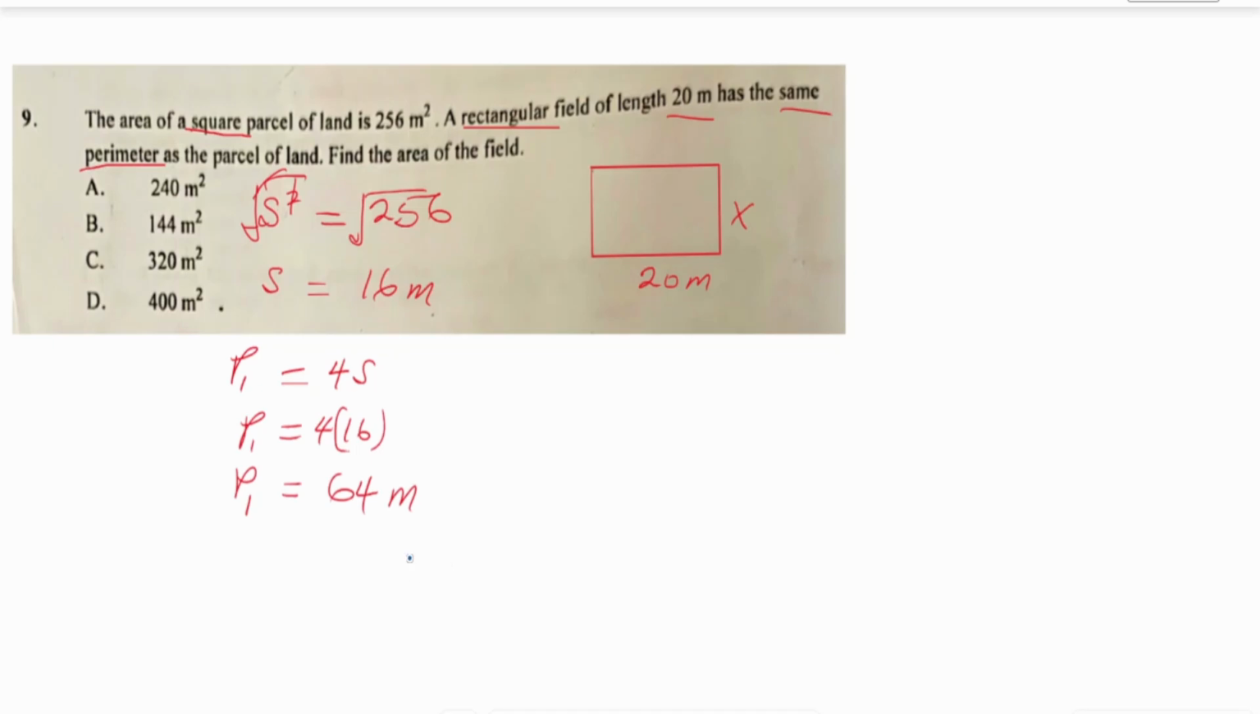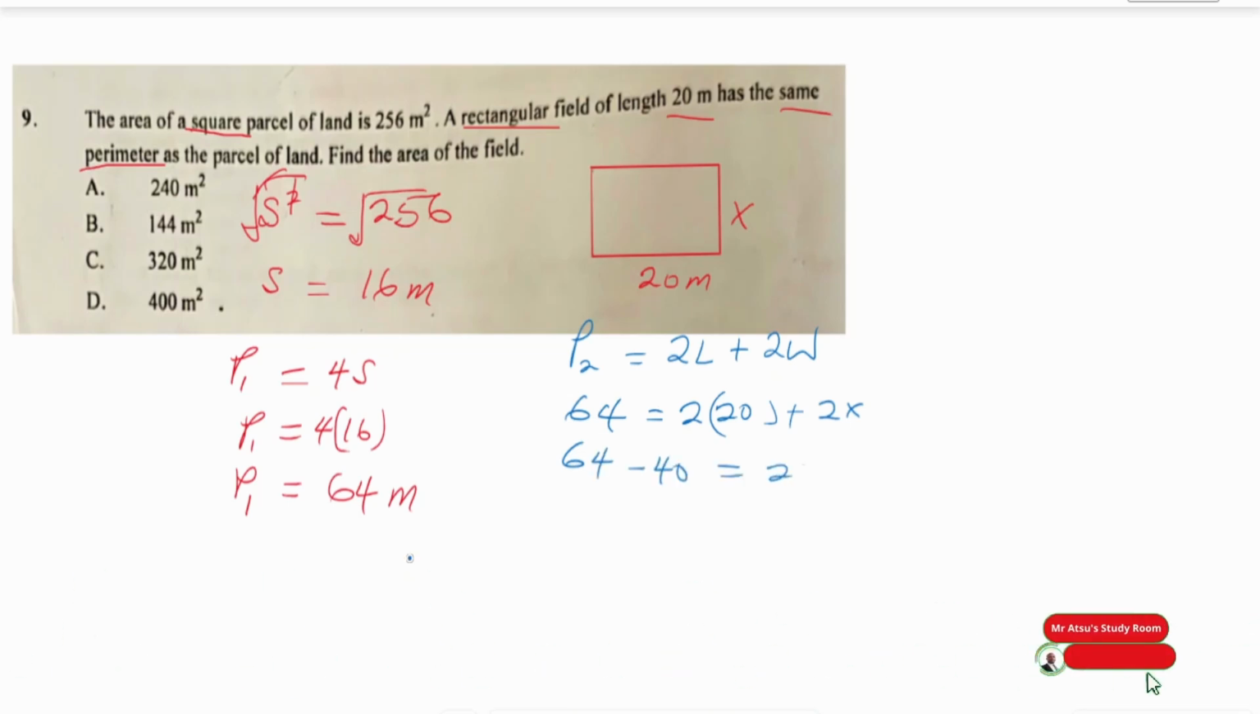And let me call the perimeter of this rectangle here P2, which is going to be 2L plus 2W. Then substituting the values in, we're going to have the perimeter, which is 64, equal to 2 times the length, which is 20, plus 2 times the width, which is x. That means 64 minus 40 will be equal to 2x, and then 24 will be equal to 2x. Dividing both sides by 2, x is going to be 12 meters.